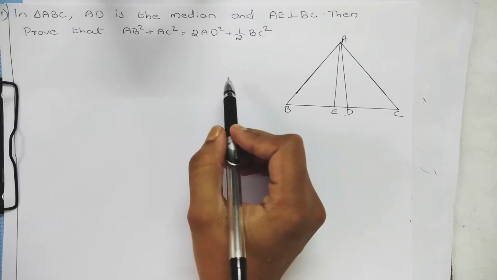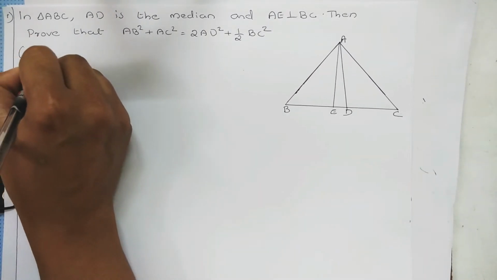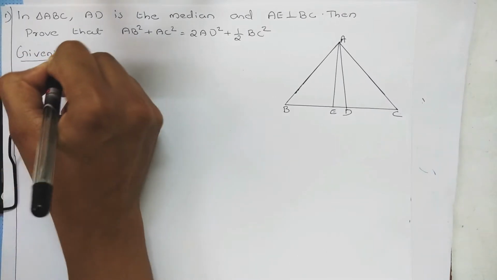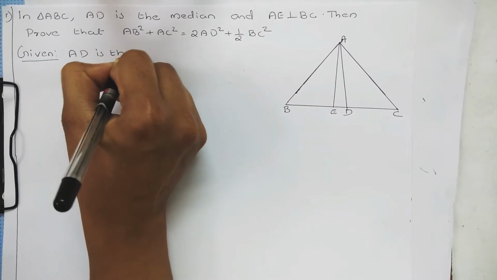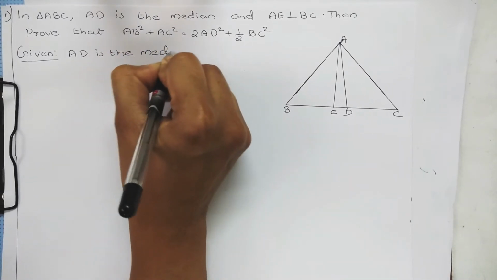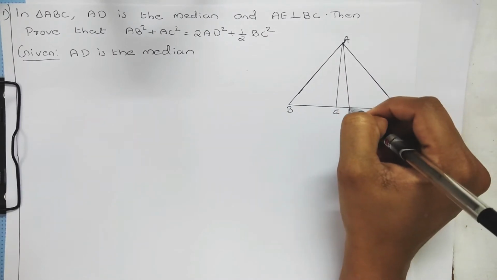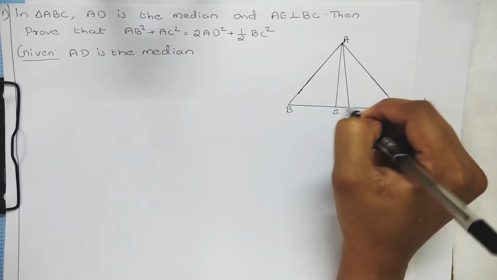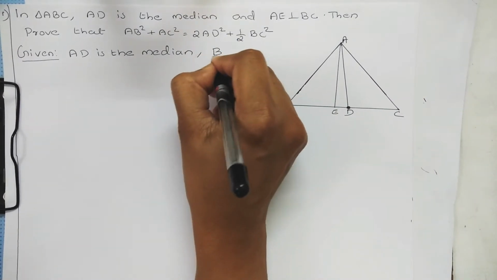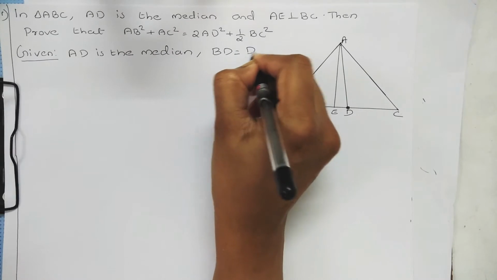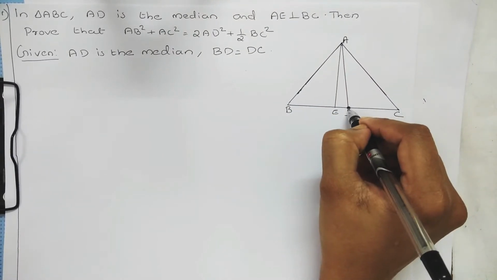Let's get into that. So, what they have given, you have to write first. Given: AD is the median. Median means what? From the opposite vertex, you have to draw the line to the midpoint of the base here. So, D is the midpoint, which means you can write BD is equal to DC. Correct? BD is equal to DC because D is the midpoint here.